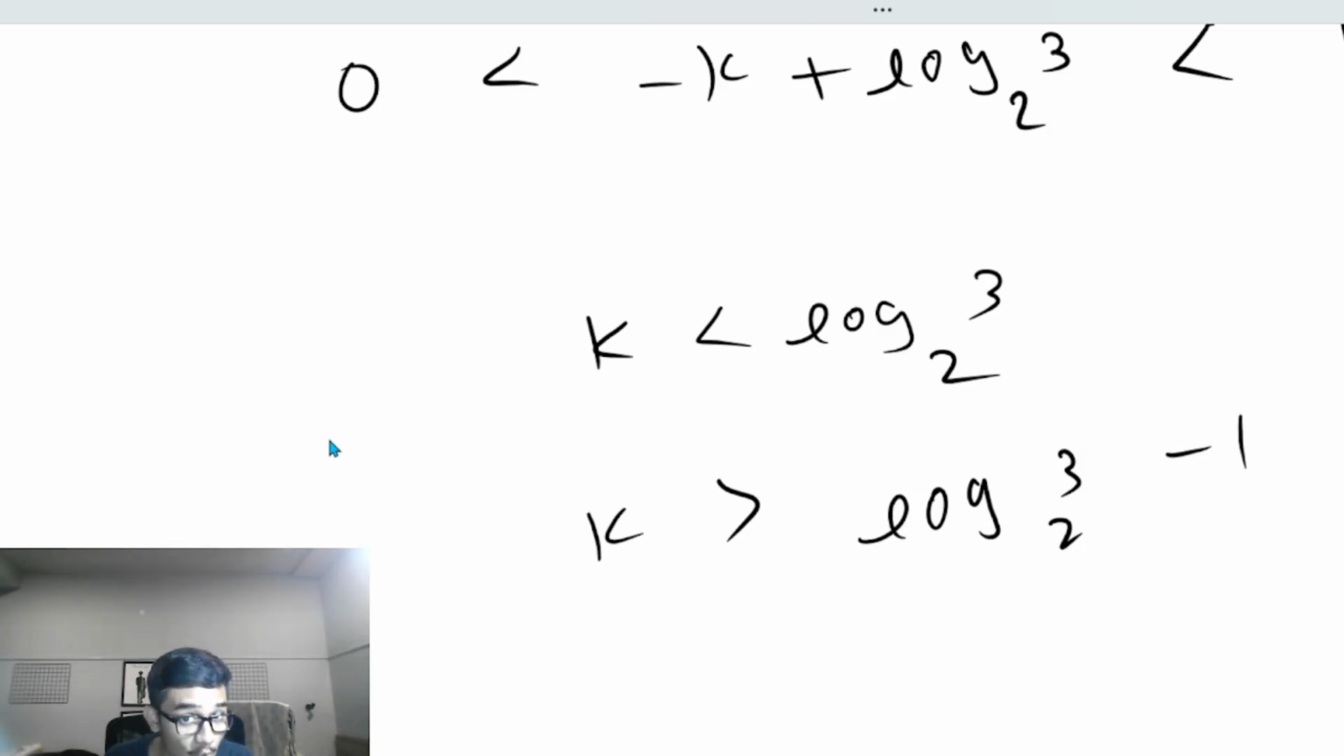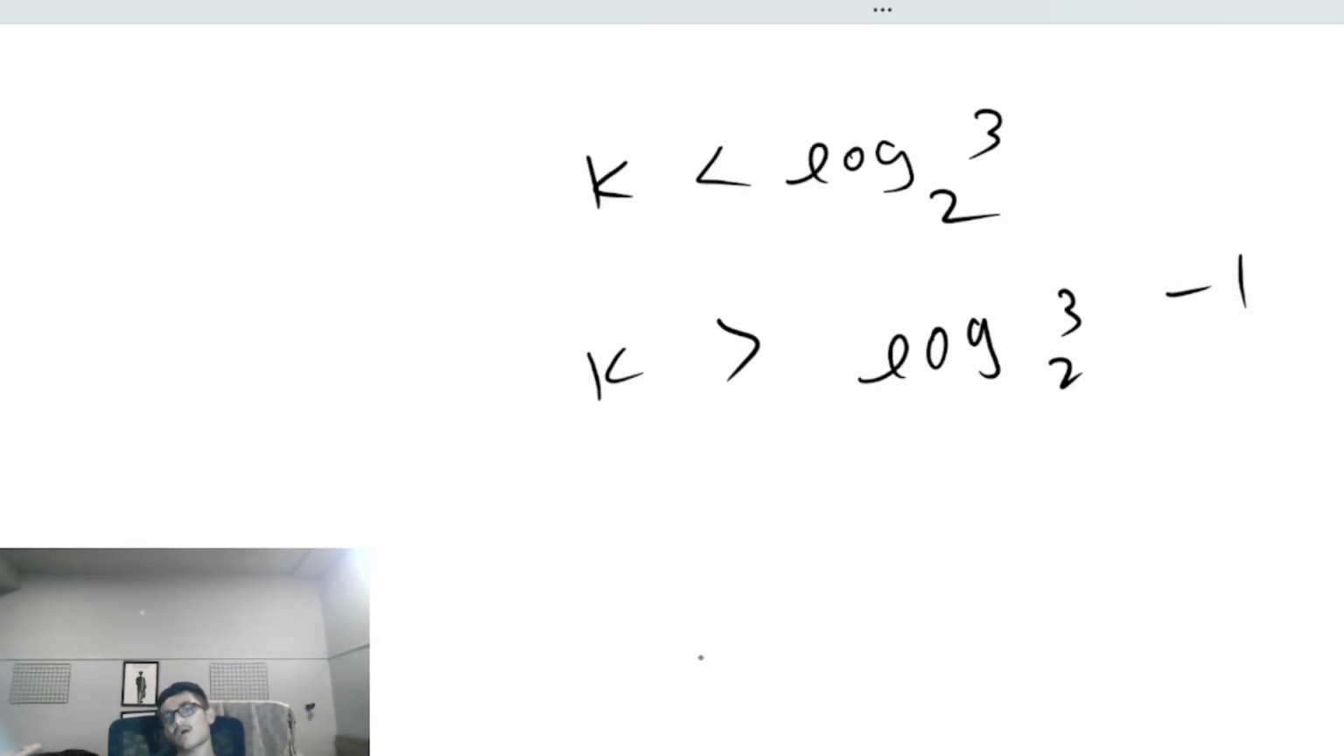Hey Siri, how to find the value of log 3 to the base 2? Now I'll try a method to find this value. I'll not exactly find the value, but we can find a range. Let us try that.